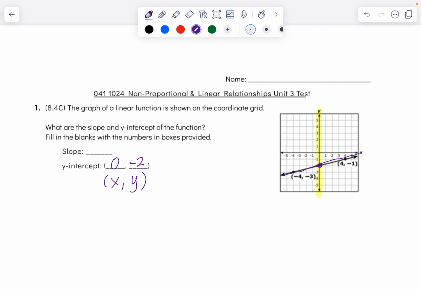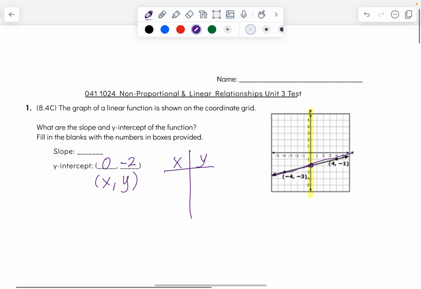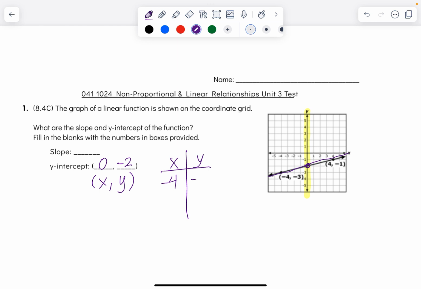We've got 2 coordinate points given here, so we can find slope multiple ways using the slope formula with these 2 points. You could also put it in a table, do change in y divided by change in x, or rise over run. So let's start by putting these in a table. I've got my x value, my y value, -4, -3, and 4, -1.